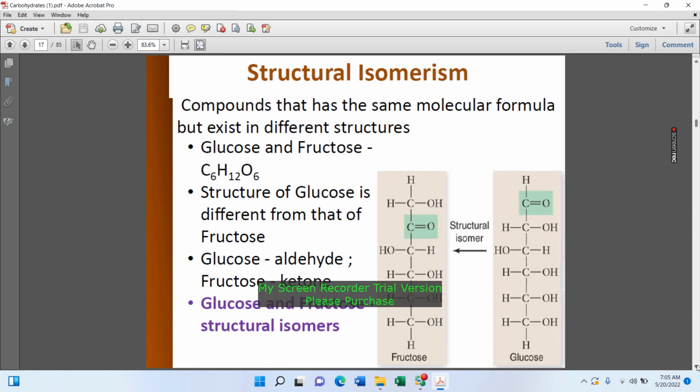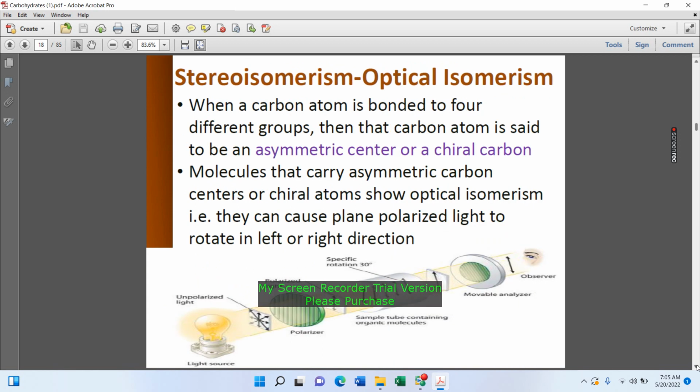Glucose and fructose have the same molecular formula but different structures. Glucose is an aldehyde while fructose is a ketone. So glucose and fructose are structural isomers.